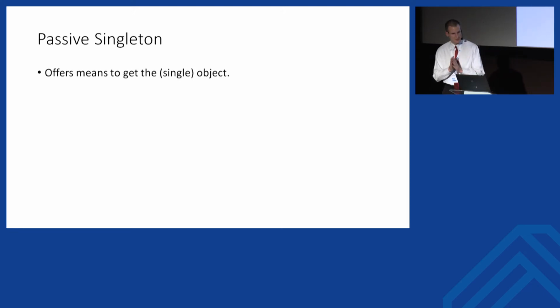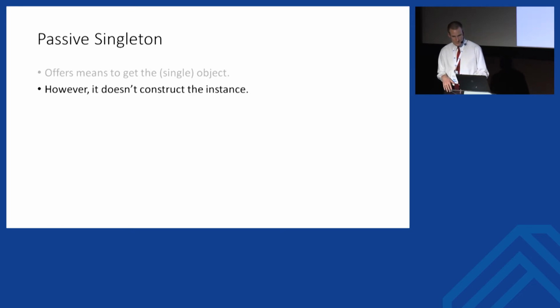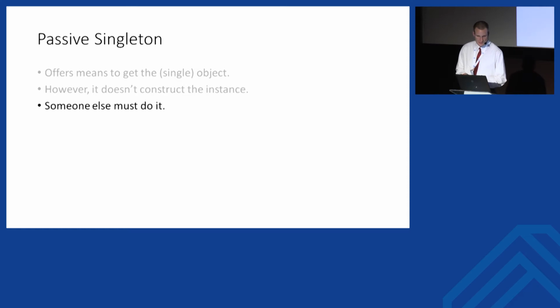So the passive singleton, as I described here, offers means to get the single object just as the normal singleton does. There is a get function which returns a reference, so there is no doubt of the ownership, as we heard in the previous presentation. It acts as an ordinary singleton. However, it doesn't construct the instance. Someone else must do it.